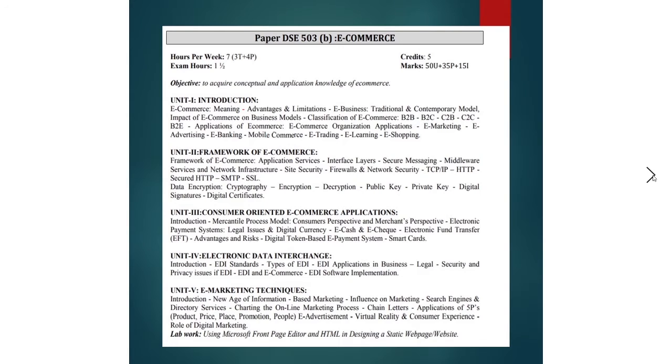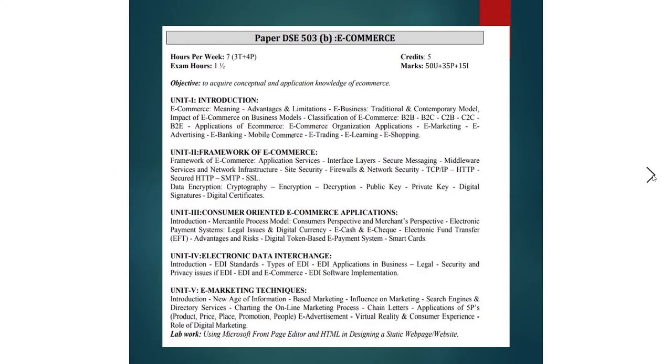Coming to the first unit, we understand what e-commerce is with the different definitions, and what the advantages, disadvantages, and limitations of e-commerce are in the present era, and e-business also. And then what is the difference between e-commerce and e-business, e-commerce as well as traditional commerce, and the impact of e-commerce on different business models.